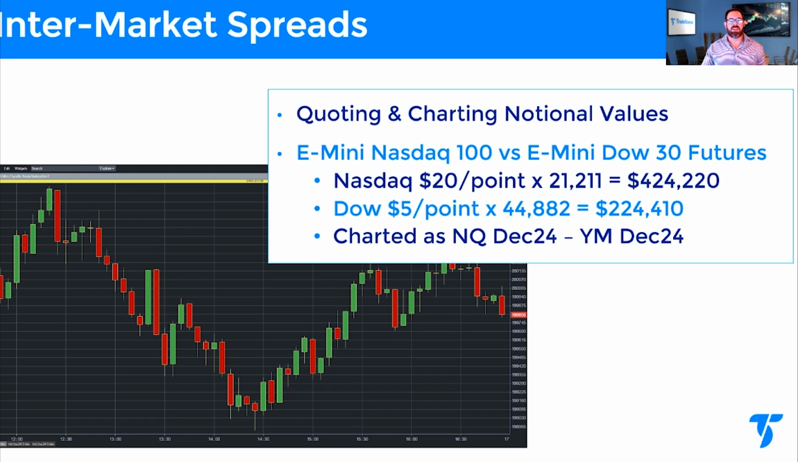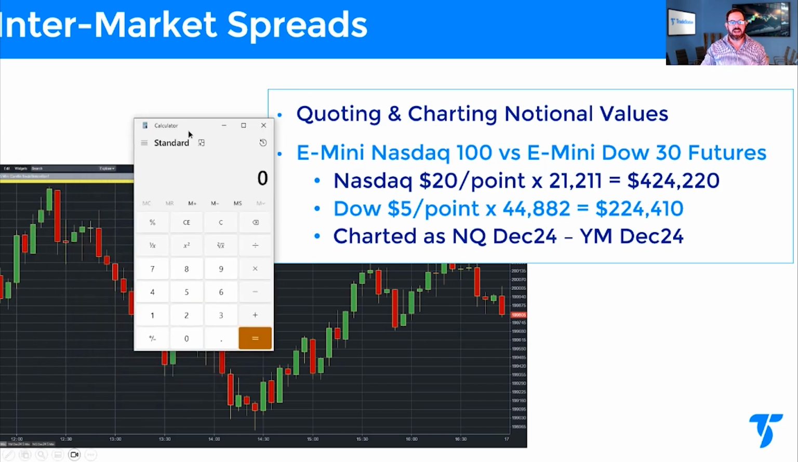Well, if the Dow was trading at 44,882, that means one Dow contract has a notional value of $224,410, or basically 44,882 times 5. Well, if you chart it NQ December 2024 versus YM December 2024, but you're going to be doing it as a notional value, one minus the other. And as a matter of fact, I think that's what it shows on my chart. NQ minus YM, it should show the physical difference between those two, 424,220 minus 224,410, and that's showing around 199,805 at that point. It may not be exact because prices were moving just slightly as we were charting this.